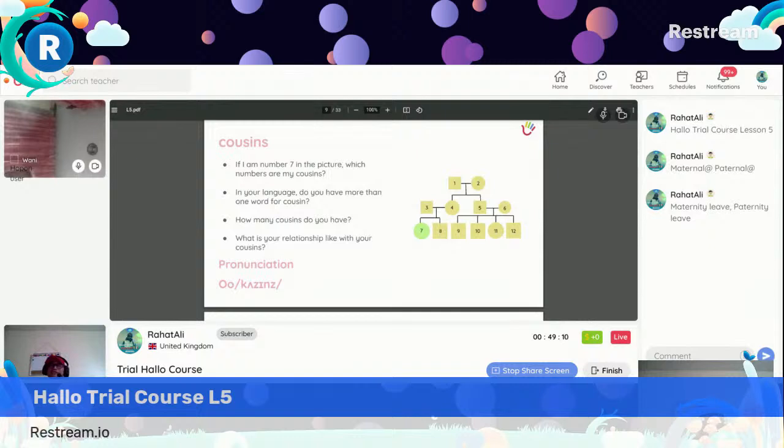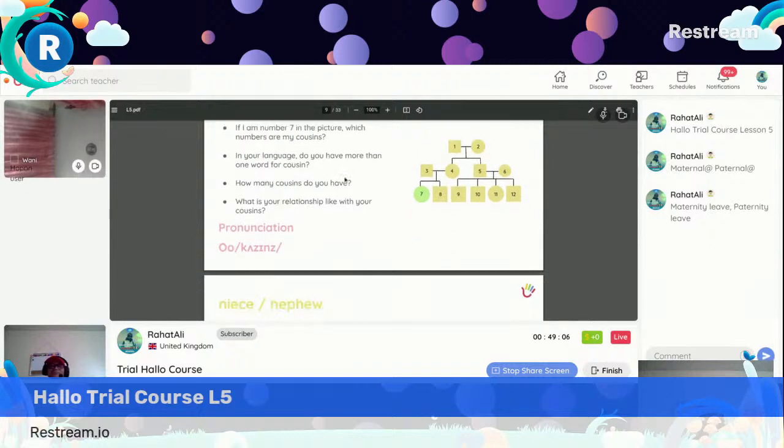Okay, how many cousins do you have, Wani? Oh, I have lots of cousins. Actually, I'm the youngest in my family, and both my parents were the youngest too. So I have lots of cousins. And because you're youngest, everyone will like you, love you.